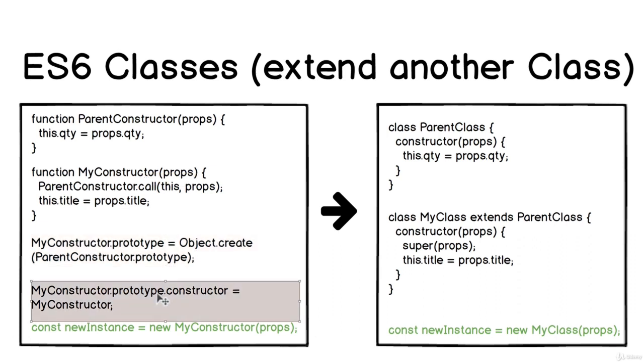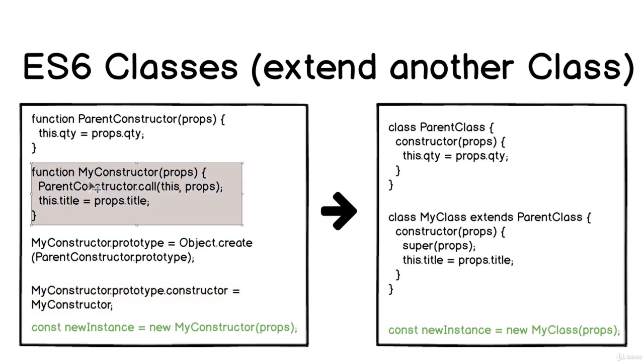Next, you need to create a new property constructor on the prototype property of MyConstructor and assign the function itself. And third, you need to call the ParentConstructor function inside of the MyConstructor function. This step is required only if you set additional properties of each instance in the parent function. Here you call the parent function with two arguments, this and props. That's how this happens with function constructors.